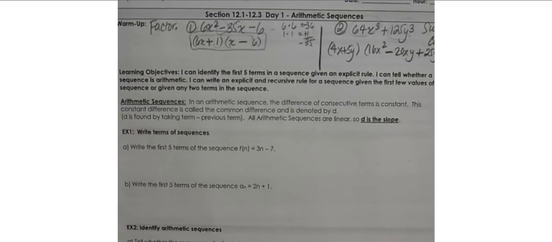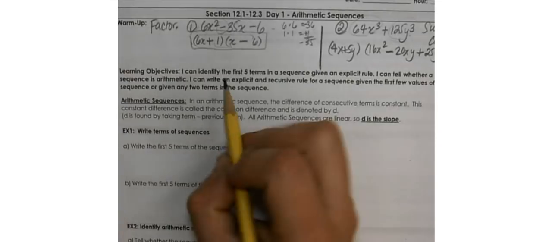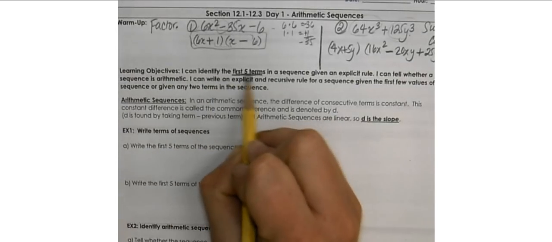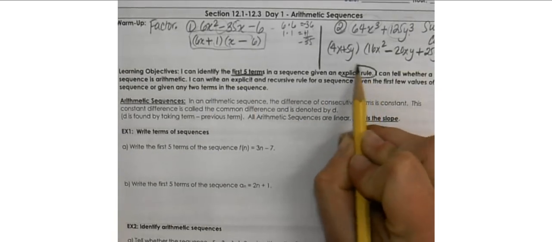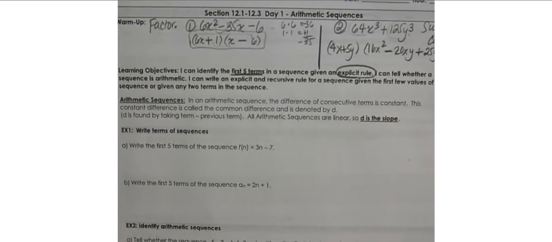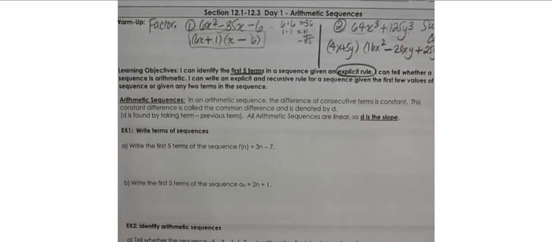So our learning objective for today is for you to be able to say, I can identify the first 5 terms of a sequence given an explicit rule. So the next few lessons are going to be about arithmetic sequences, geometric sequences, and neither sequences, and you'll be required to write out an explicit rule, which is different than a recursive rule. So just keep that in mind.